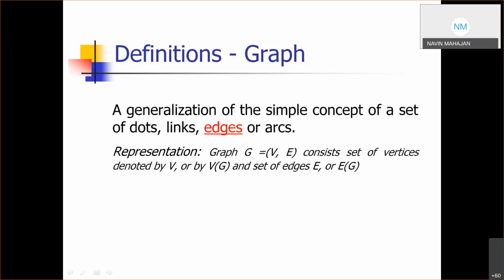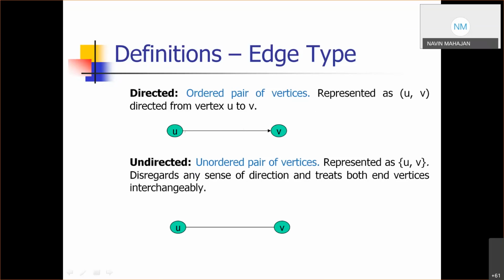Basically we have to draw those physical things in terms of graphs first, then we can represent them in computers. So the generalization of the simple concept of a set of dots or vertices and linked edges is called a graph. We have seen that a graph is G equal to V, E, consisting of a set of vertices and a set of edges. What is a directed graph? If I have a direction marked on the edge, that is called a directed graph. An ordered pair of vertices is represented as U comma V, directed from vertex U to V.